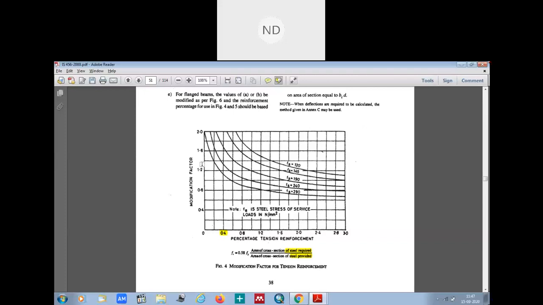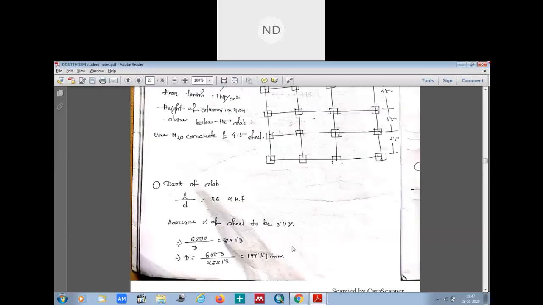This will come to be somewhat 240.7, so this is your Fs value. Fs 240. So we are going to consider this curve here, and with respect to this curve and 0.4 percentage of steel, we see Fs 240. It is coming somewhere here, so let us consider it to be 1.3, 1.4, 1.5, 1.6. It is here somewhere, so 1.3. So 1.3 is our modification factor.